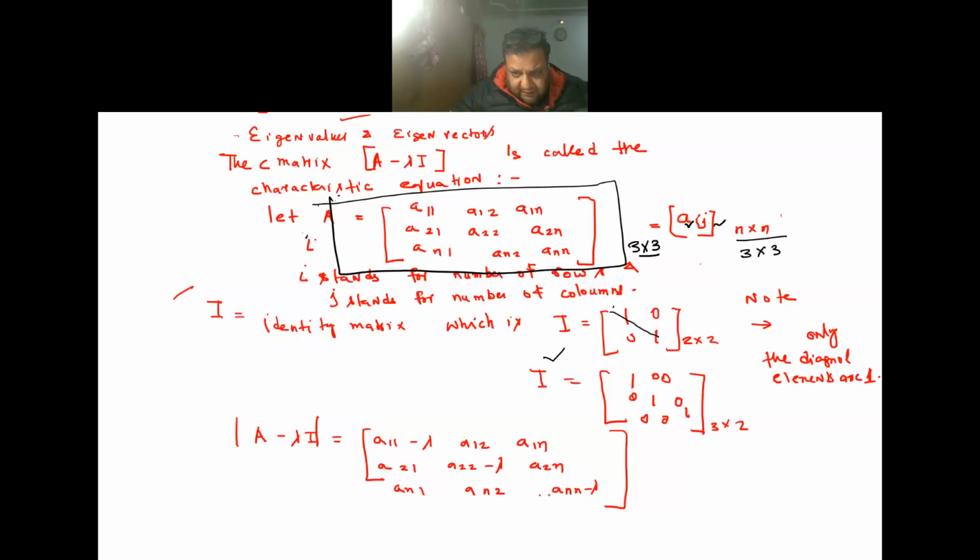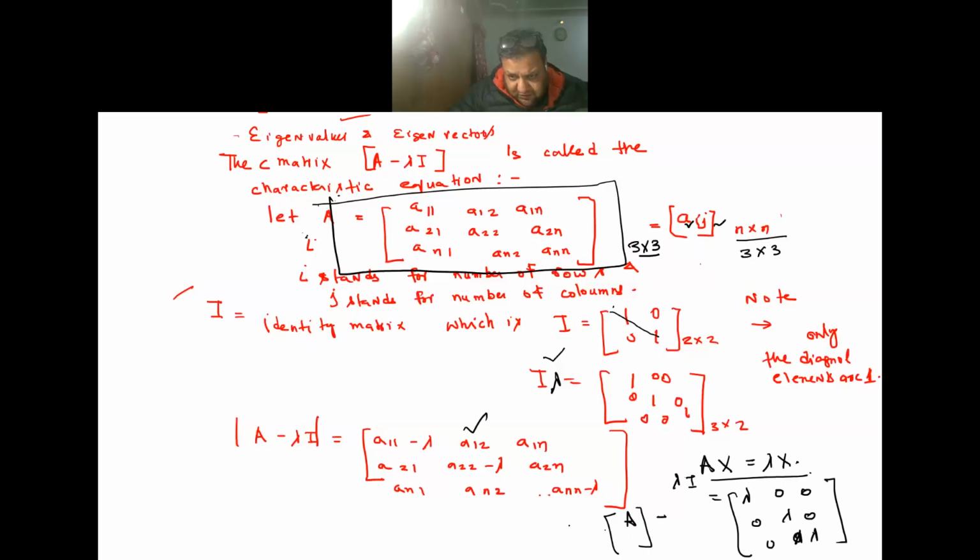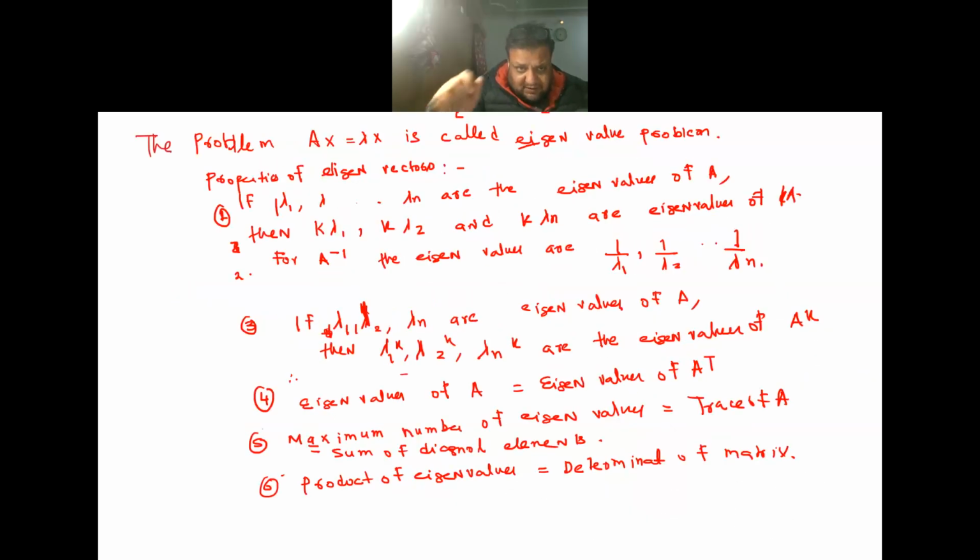So whenever we have an eigenvalue problem of the form Ax = λx, we use the characteristic equation A minus λI. If I multiply the identity matrix by λ, the diagonal becomes λ into 1, and the rest of the values become 0. And if I subtract this, the resulting matrix has a11 minus λ and so on. Only the diagonal elements are getting subtracted by λ. So we get this concept over here.